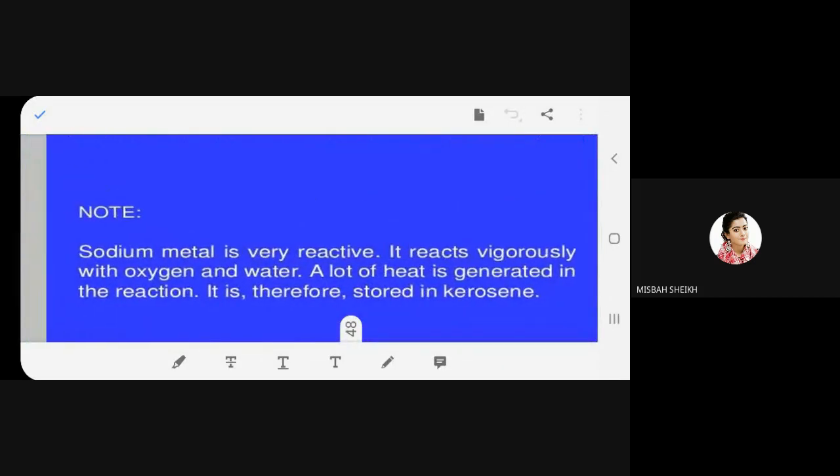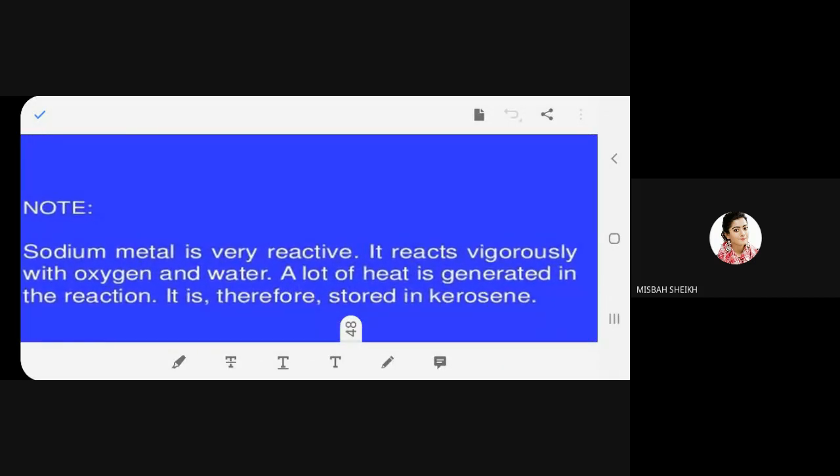Please read. Note: sodium metal is very reactive. It reacts vigorously with oxygen and water. A lot of heat is generated in the reaction. It is therefore stored in kerosene.